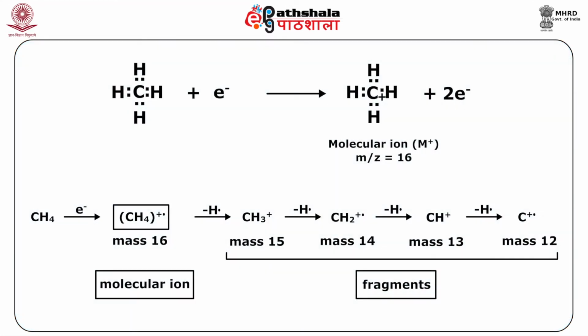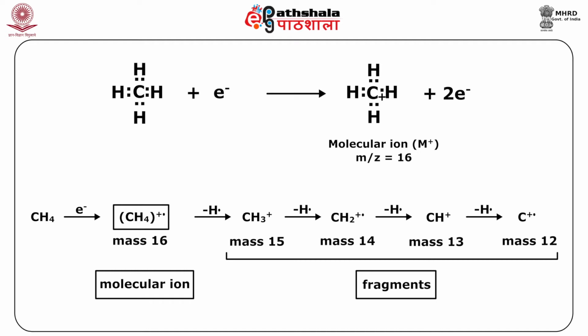For example, in the case of methane, that is CH4, the impact of high energy electrons causes the molecule to lose an electron and form a radical cation with an m/z value of 16. A species having an unpaired electron and a positive charge is known as a radical cation in this case. Now, you can see in this equation how a radical cation is formed from methane gas after the bombardment with an energetic beam of electrons.